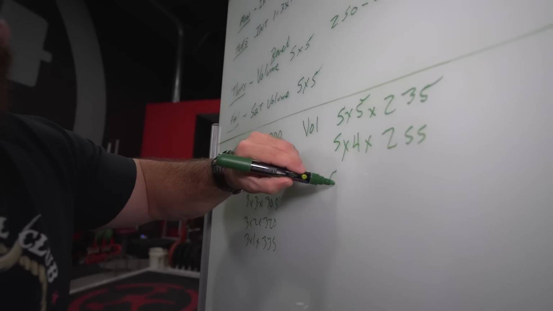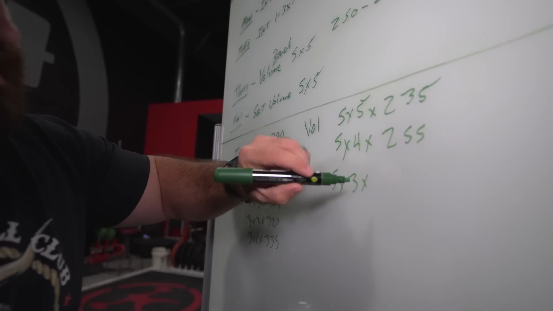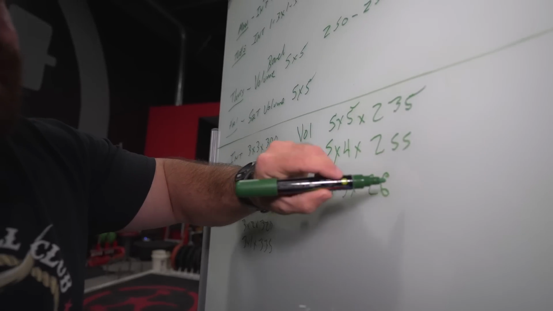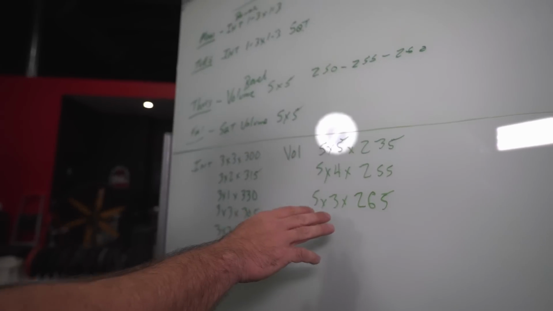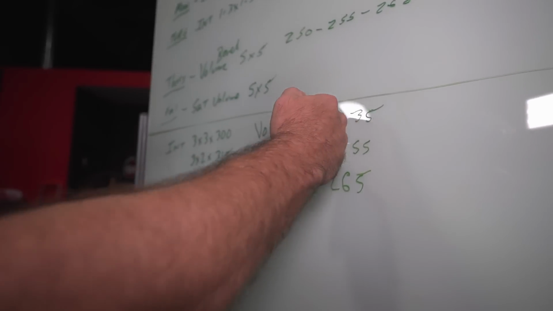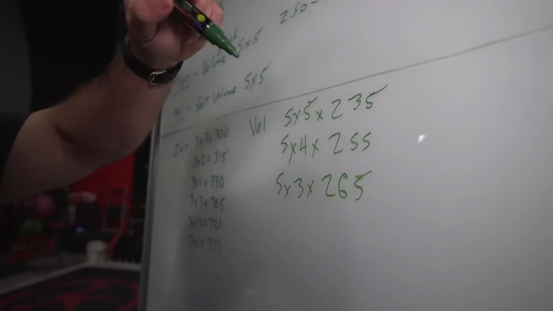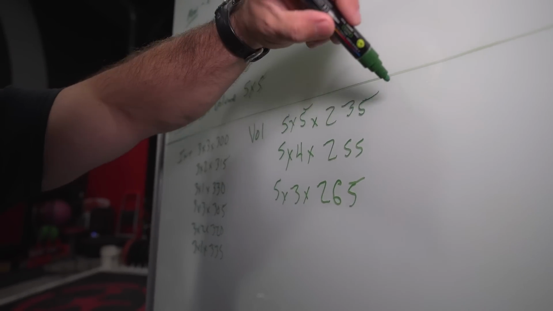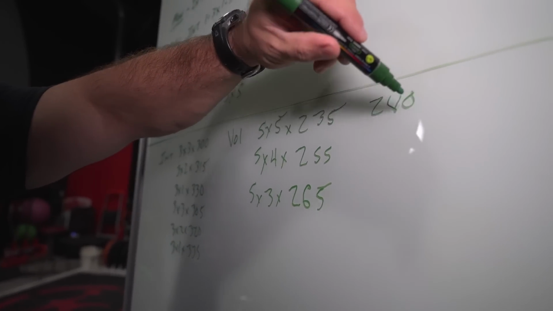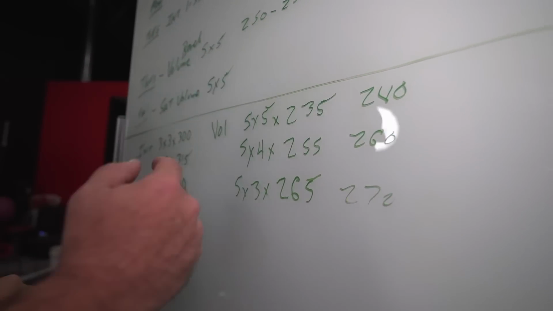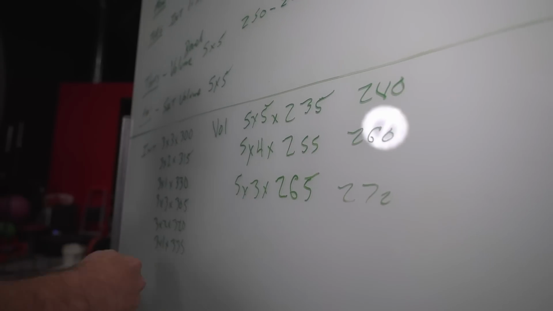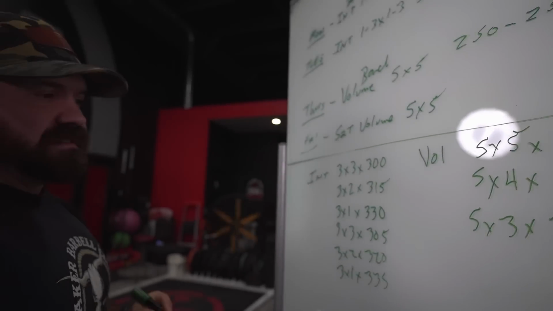255. And 5 sets of 3 at, don't hold me to these numbers, I'm literally just pulling this stuff out of thin air. But it would vary based on the person, obviously. So we have these volume-based weeks, and we would do the same thing here. After the 3-week wave, we go back to 5 sets of 5 at 240, 260, 270, and we're doing that on the volume days, and we're doing that on the intensity days.